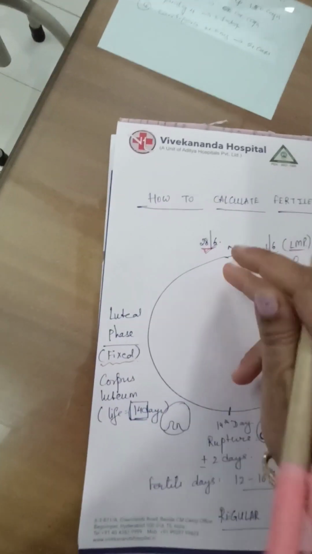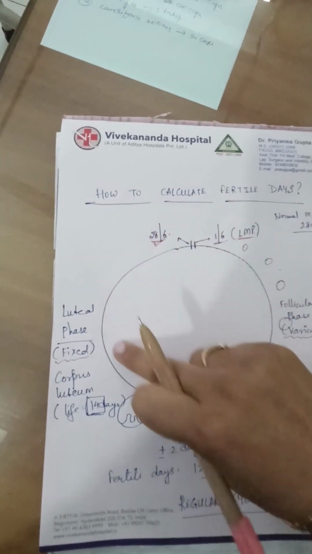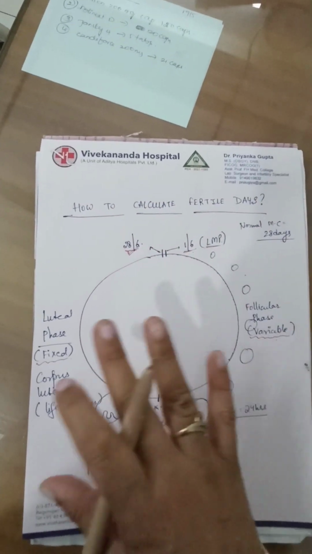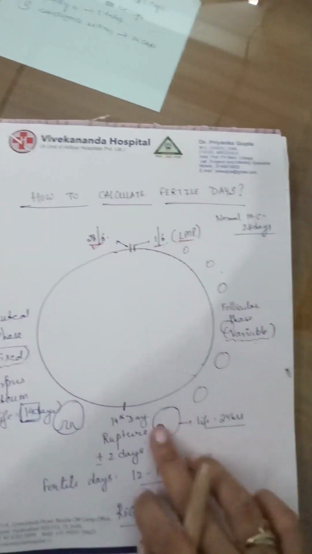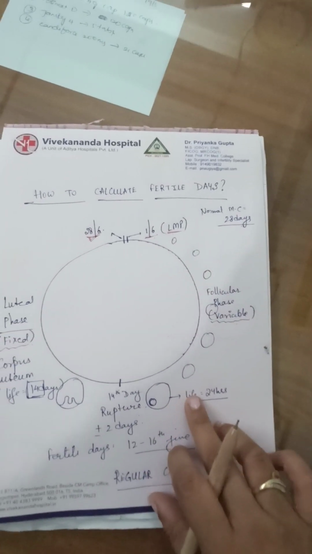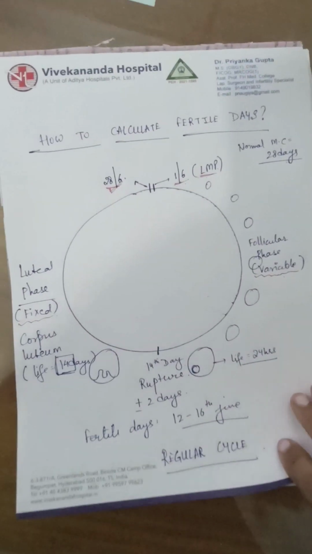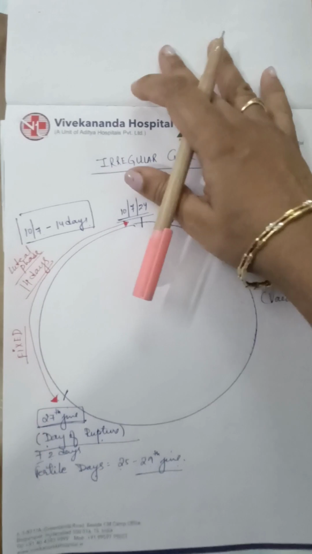Okay. So remember, these 14 days, the luteal phase, is always fixed for all patients. The follicular phase is the one which is variable. Okay. So how does it matter? I hope the next slide will help you to understand.